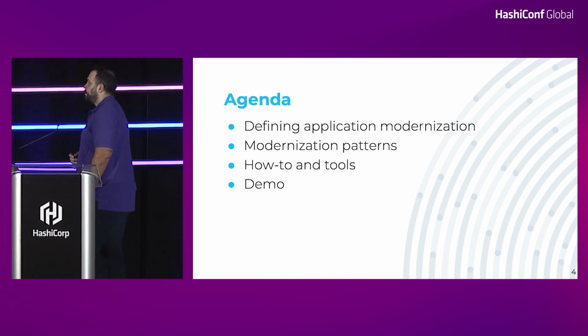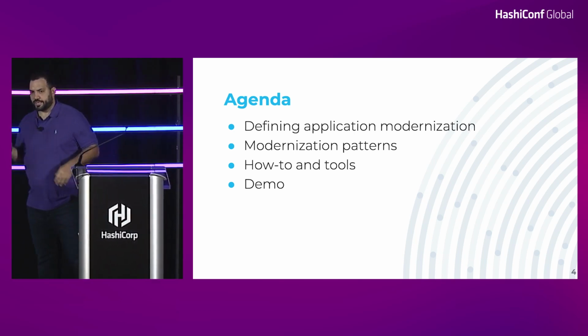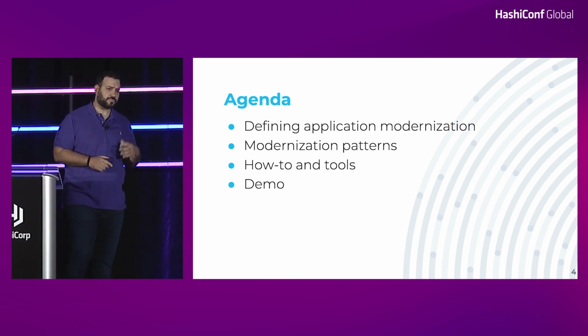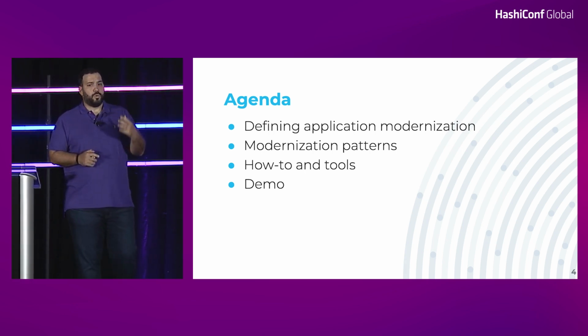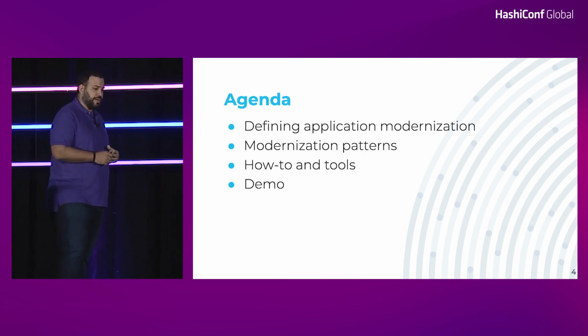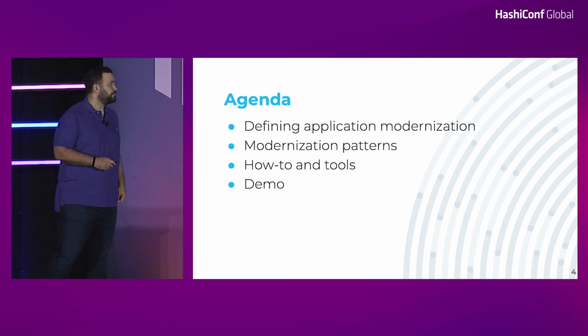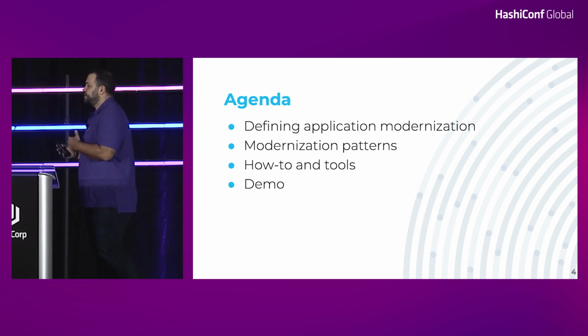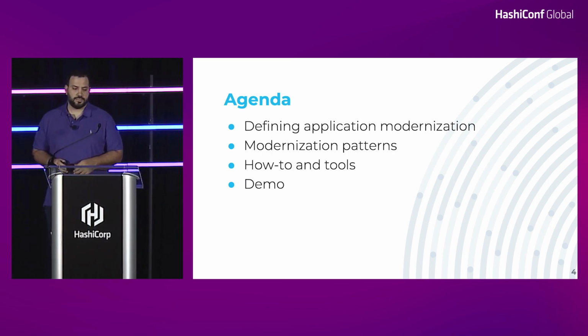So what we're going to see is we're going to set the common ground on what application modernization is, what it means, what the business value is, why we do it, and common patterns of how we should do it. Then we're also going to talk about how it's done, and specific tools that are going to help us do so.